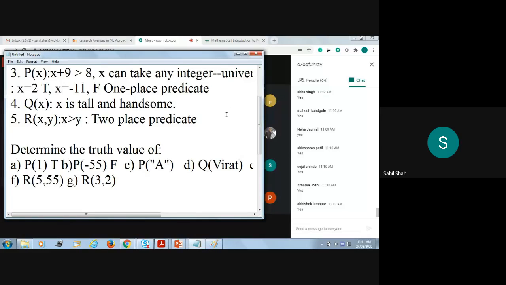Is it fine? Am I audible? Does it make sense? So for Q, we will have the set of human beings. And for R, we are again going to have the set of integers as a universe of discourse.